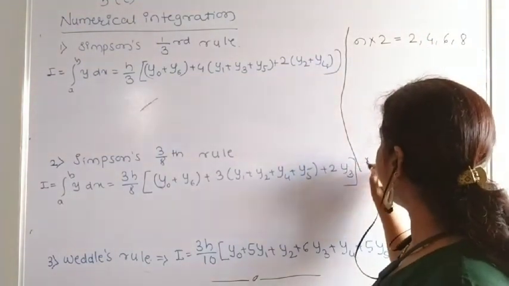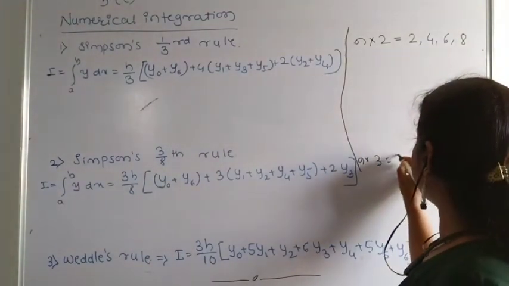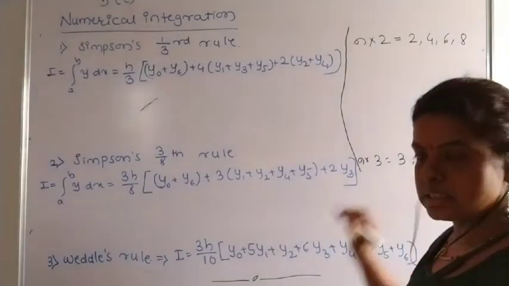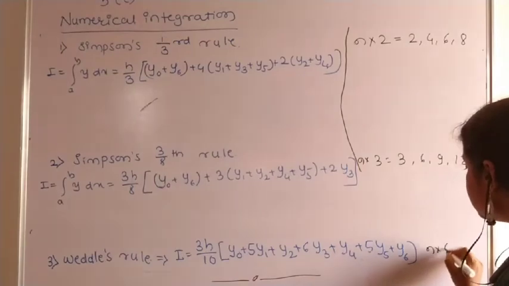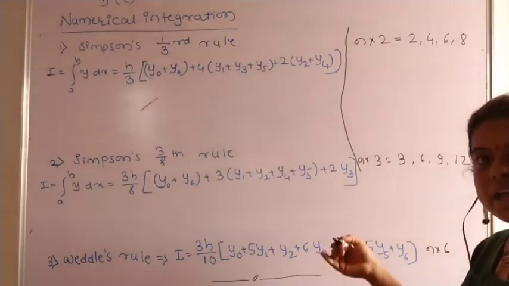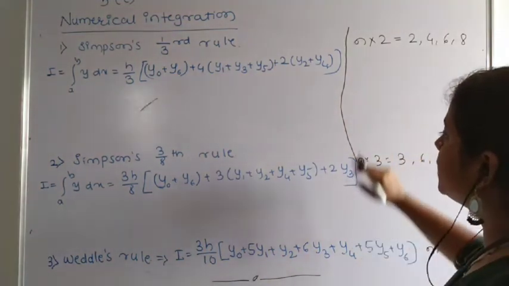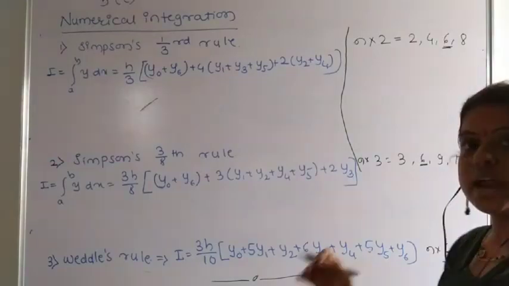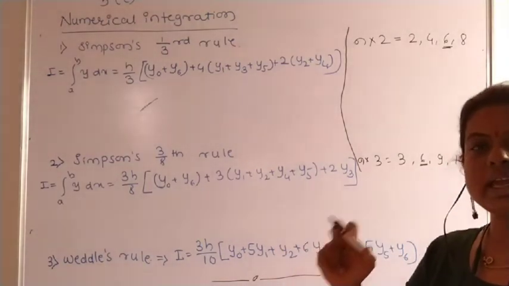In Simpson's 3/8 rule, n is a multiple of 3, meaning 3, 6, 9, 12 and so on. And in Weddle's rule, n must be a multiple of 6: 6, 12, like that. You have to consider that the common n for all the rules is 6. If they ask to find all the three rules at a time, you have to consider n as 6.